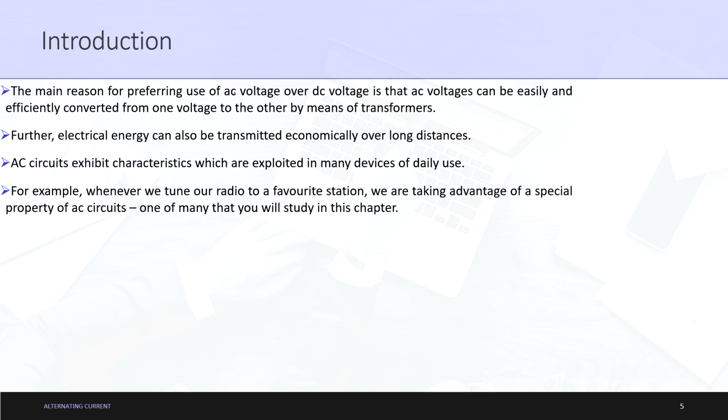The main reason for preferring use of AC voltage over DC voltage is that AC voltage can be easily and efficiently converted from one voltage to the other by means of transformers. Transformer is the last topic which we will study in this chapter. We will understand the basic principle of using a transformer, what a step up transformer is, what a step down transformer is, how the voltage is changed in this, what the basic physics behind transformers is, and so on.